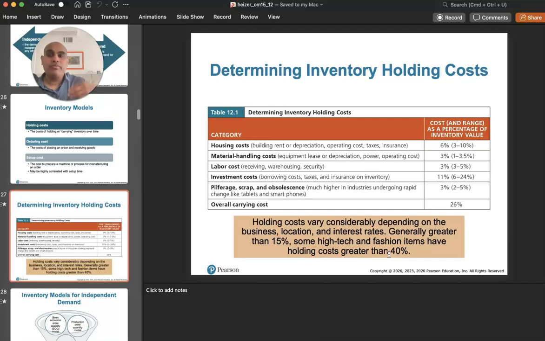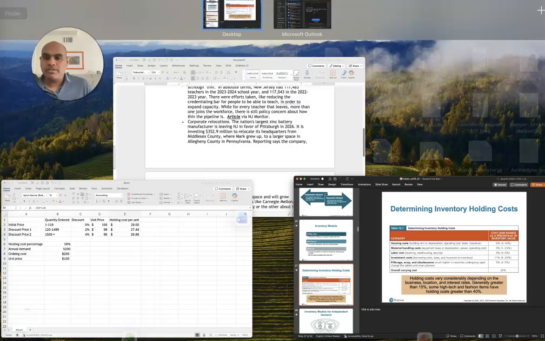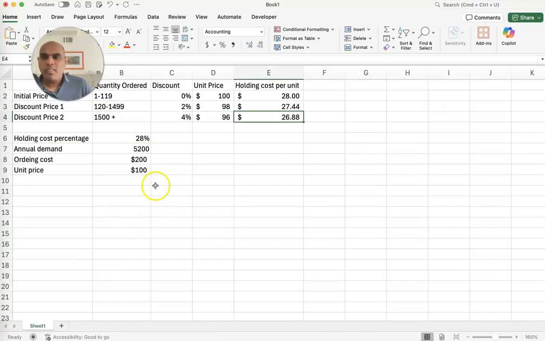So in this example that we are doing, we are assuming that holding cost is 28%. It can be as low as 15% and almost as high as 40% if obsolescence is a very common thing that you expect to happen. All right, so there you go. That's why holding costs can be different based upon the unit prices.